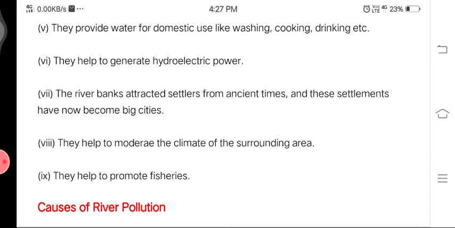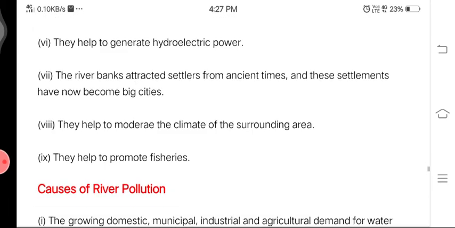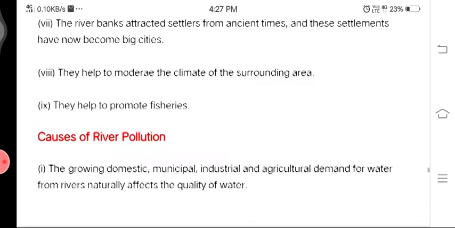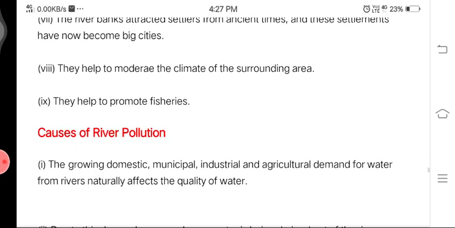The river banks attracted settlements from ancient times, such as the Indus Valley civilization, and these settlements have now become big cities like Delhi, which is on the bank of the Yamuna, like Agra, Kolkata, Ahmedabad. Rivers help to moderate the climate of the surrounding area. They help to promote fisheries.